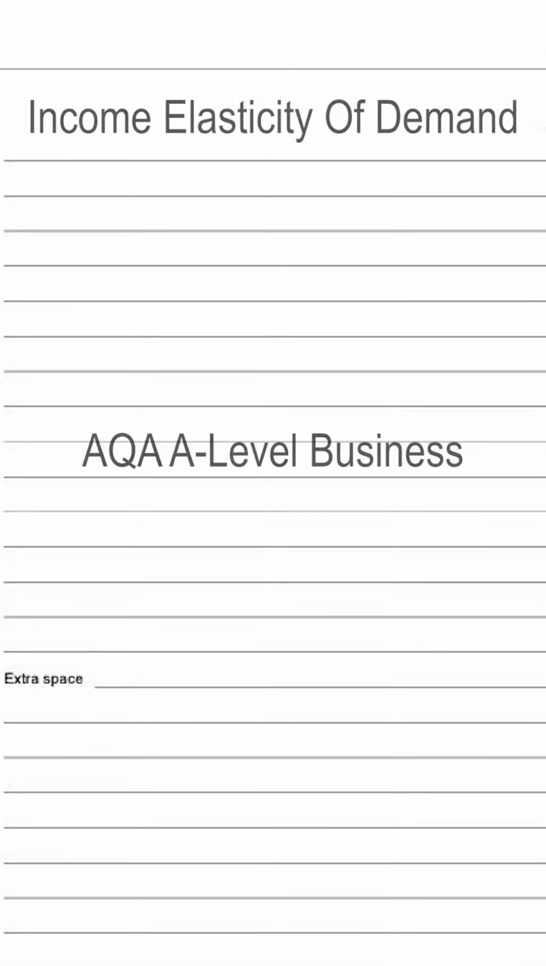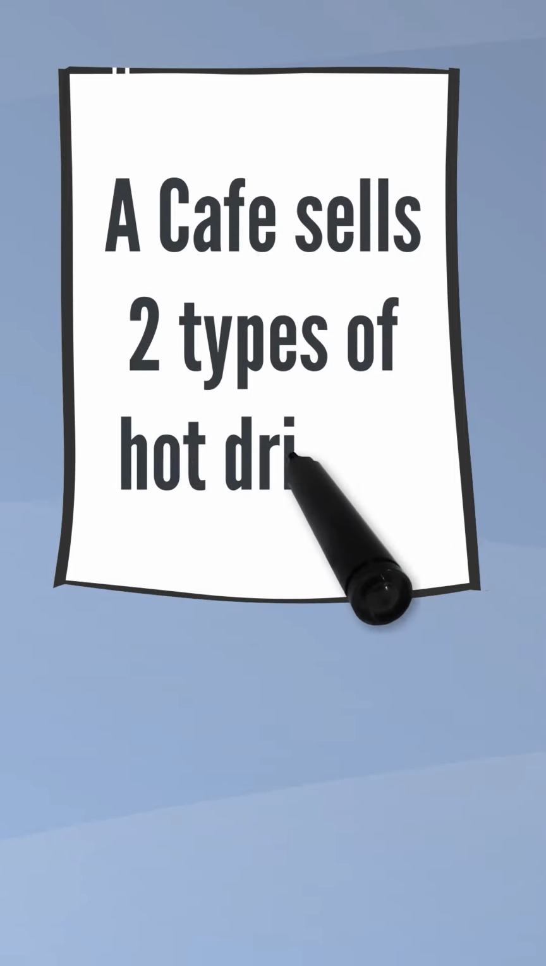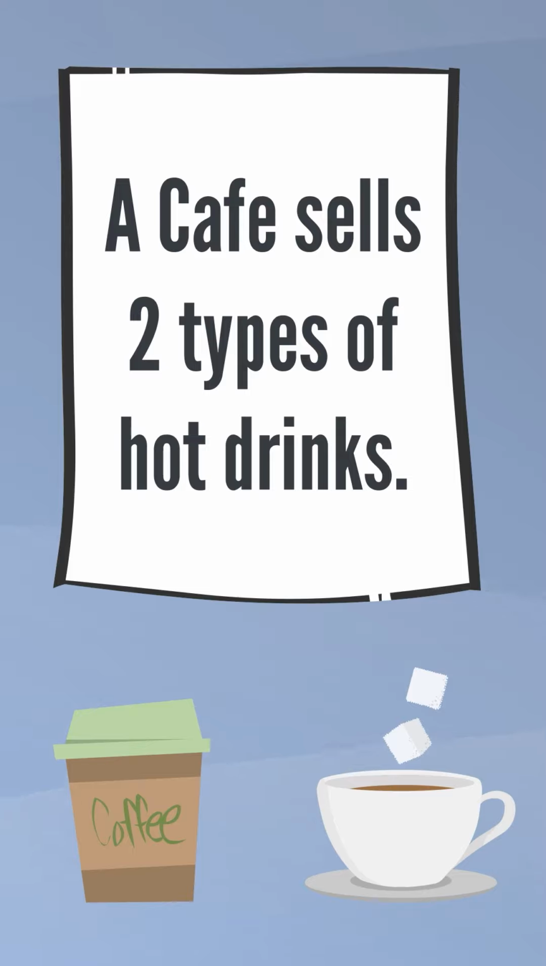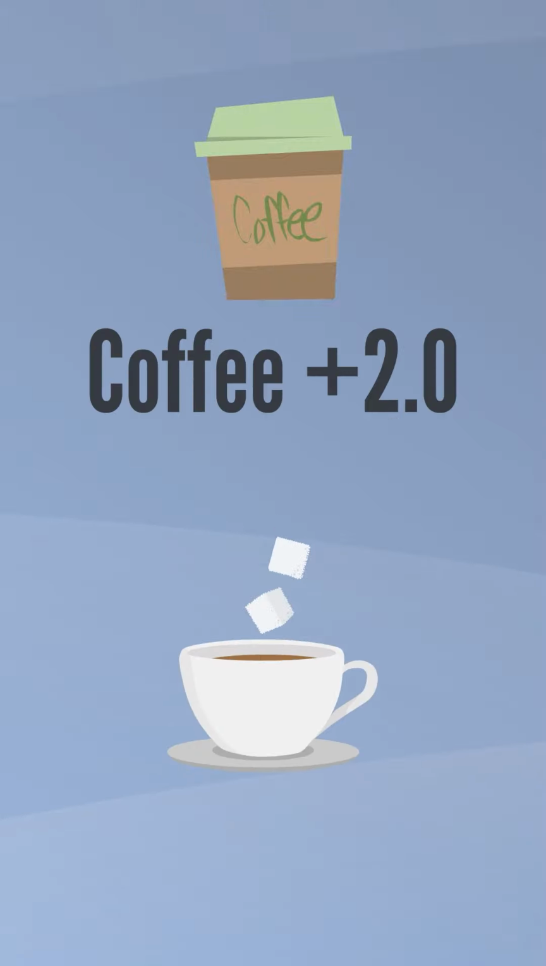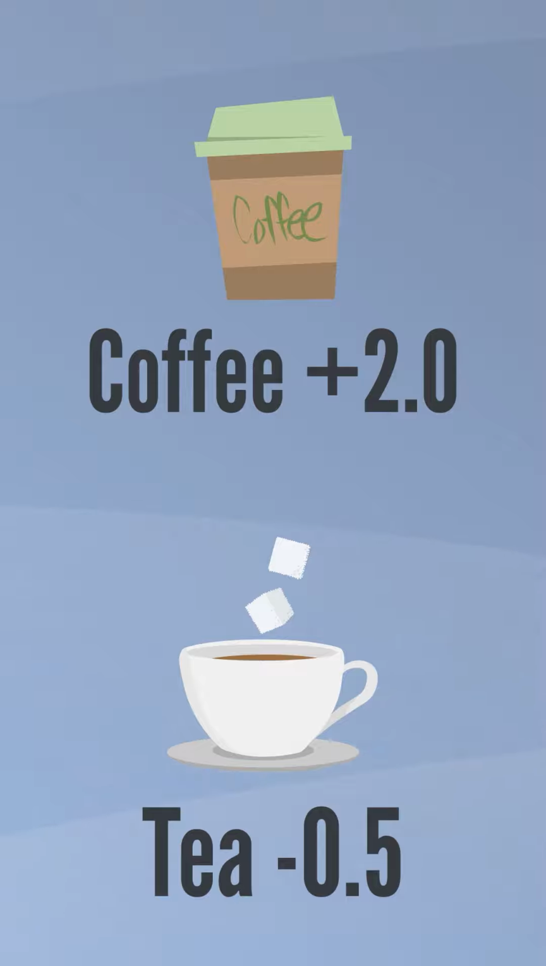Here's a walkthrough to answer a 9-mark question on income elasticity of demand for AQA A-level business. So the question asks, a cafe sells 2 types of hot drinks, coffee and tea. These drinks have the following income elasticities of demand. Coffee has an income elasticity of demand of positive 2.0 and tea has an income elasticity of demand value of minus 0.5.